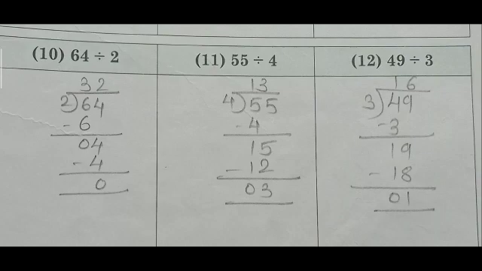Okay, 12th one. The 12th one is 49 divided by 3. In this, 49, the 4 is greater than 3. So you will do it by a single digit. So 3 ones are 3. So 4 minus 3 is 1.